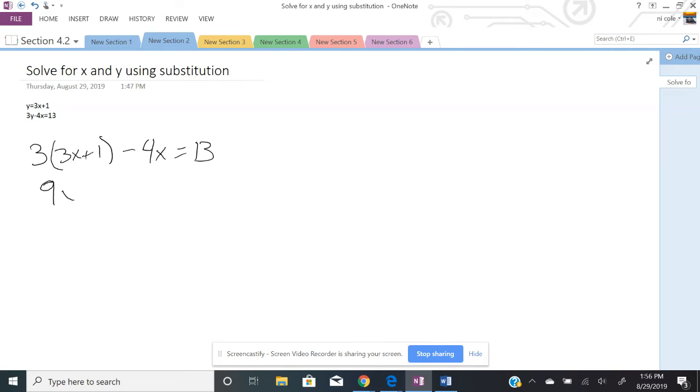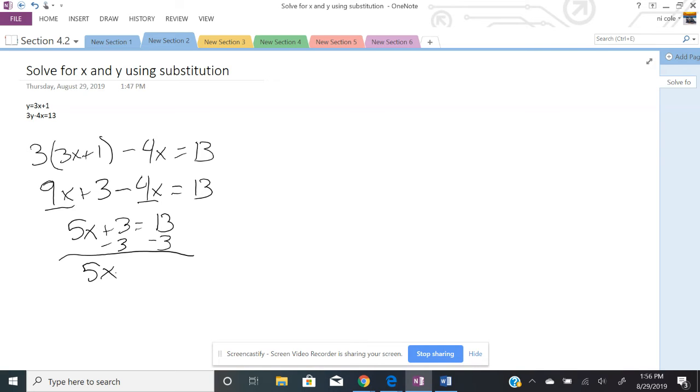Now I'm going to distribute. 3 times 3x gives me 9x plus 3 times 1, minus 4x equals 13. Combine like terms, so 9 minus 4 is 5x plus 3 equals 13. Subtract 3, subtract 3. 5x is equal to 10. Divide by 5, divide by 5. x is equal to 2.